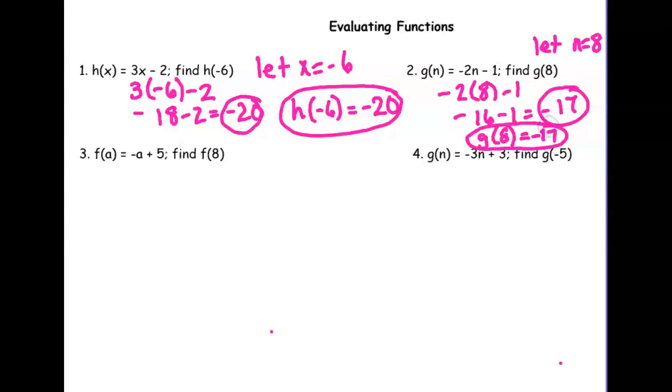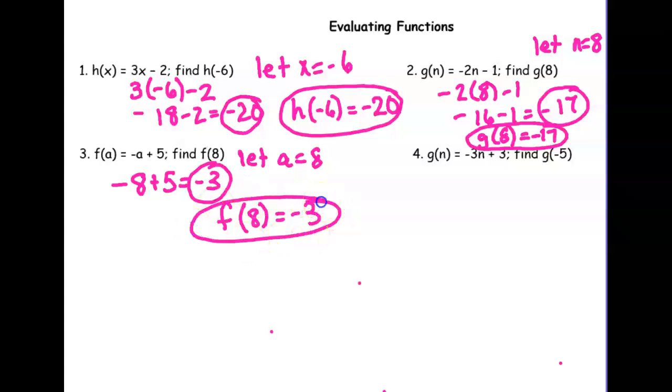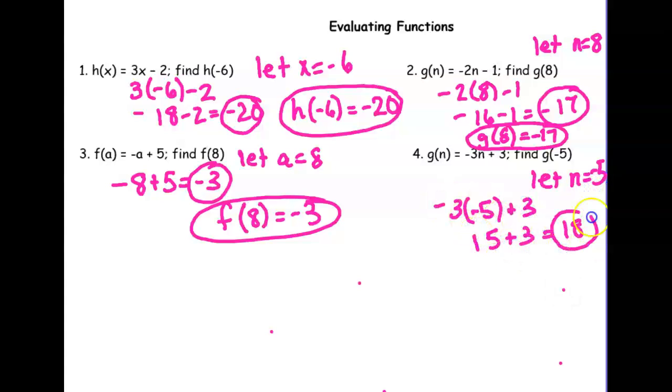Either answer is fine. Okay, f of 8. In this case it's f of a, so we're going to let a be equal to 8. And because it's negative a, it's negative 8 plus 5, that would be equal to negative 3. So there's our answer, or we could say f of 8 is equal to negative 3. And then the last one we have here is g of negative 5. So we're going to let our n be equal to negative 5 and plug it in. Negative 3 times negative 5 plus 3. So we got 15 plus 3, and we get 18. Or we could say g of negative 5 is equal to 18.